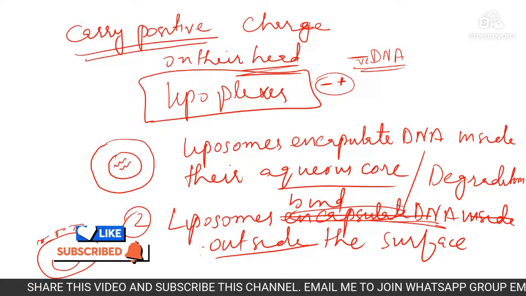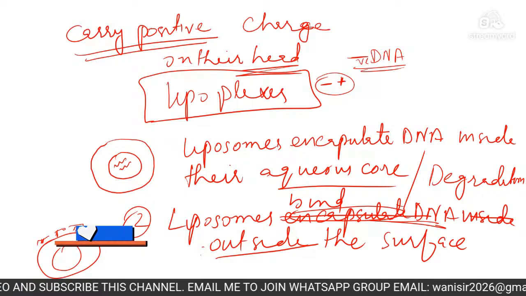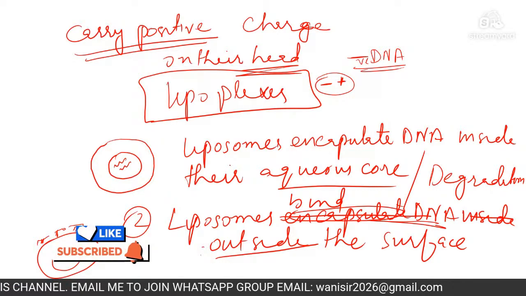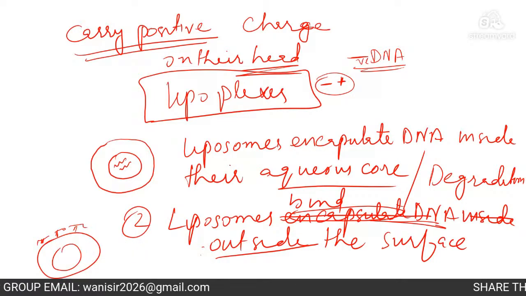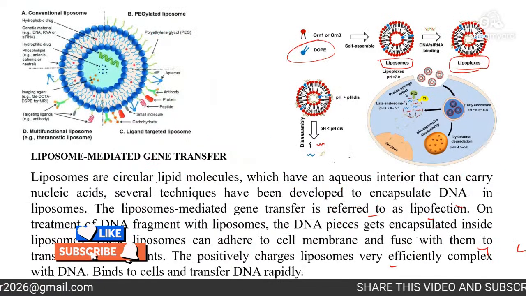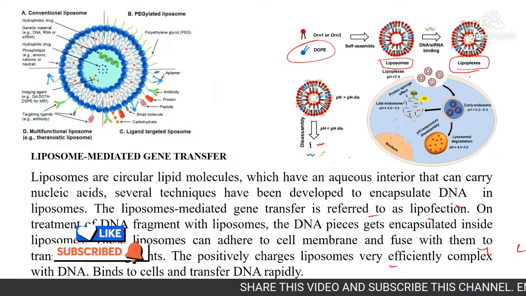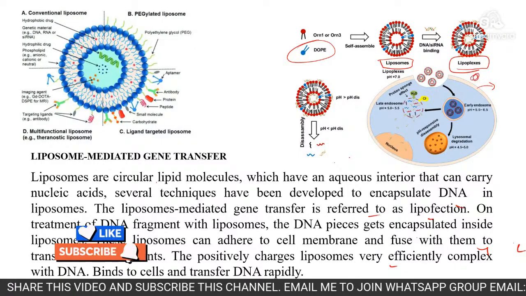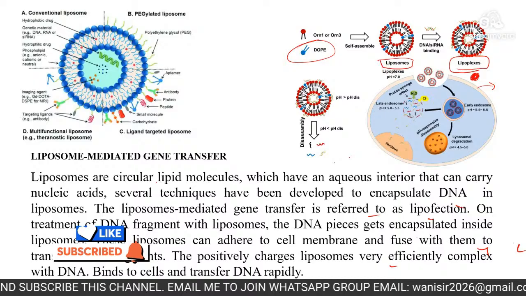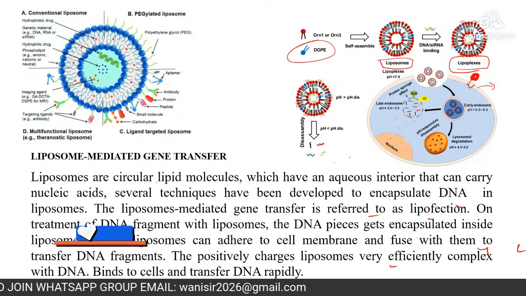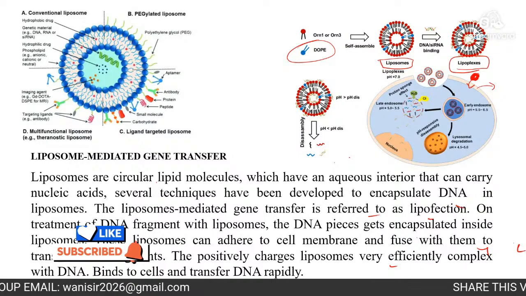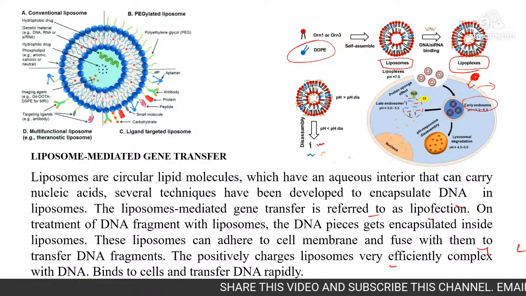When these lipoplexes are added to the cultured cell, they interact with the negatively charged membrane and attach to the surface, then enter the cell either by membrane fusion or endocytosis. These lipoplexes carry the DNA, and when they attach, they bind to the negatively charged membrane, then enter by the process of endocytosis, forming what is called the early endosome.